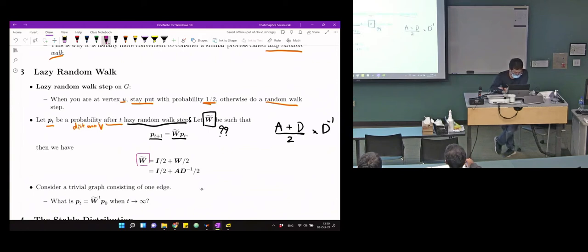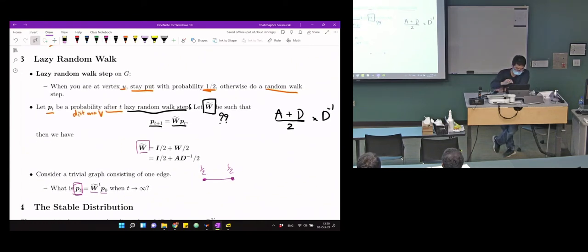And now, if we look at this graph where it's just a trivial graph with one edge, we can ask what is the limit of PT, which is W tilde to the T times P0. So what is this in this graph? Yeah, it's going to be 1/2 and 1/2 here. Yeah, this intuition will be correct, and we'll see that.